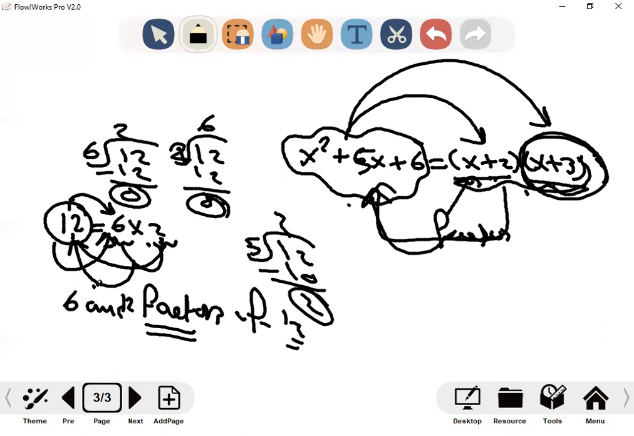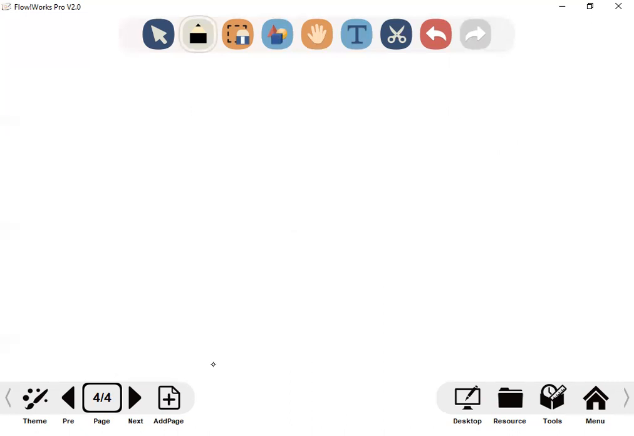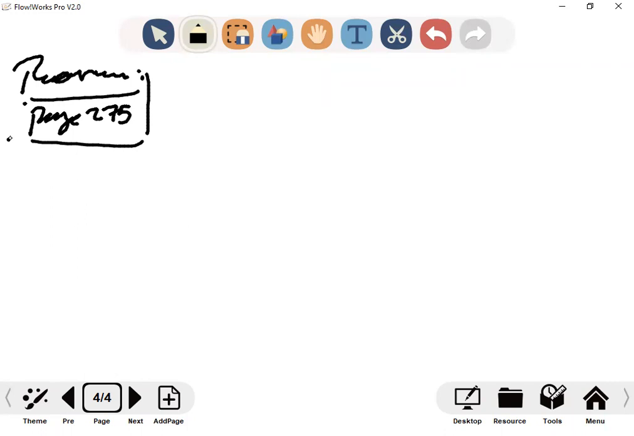Now let's apply. Let's go to the key concept at page 275. See it? We are in the first theorem. We are on page 275 at the key concept, down. Let's read together, guys. Read with me, please.